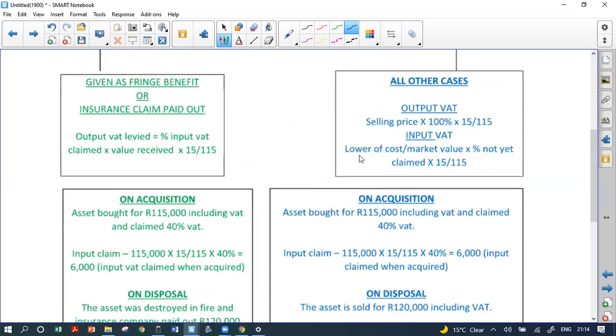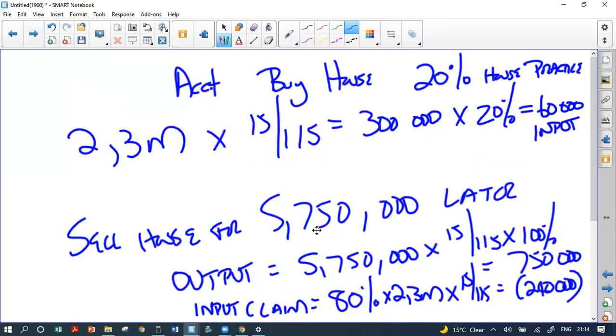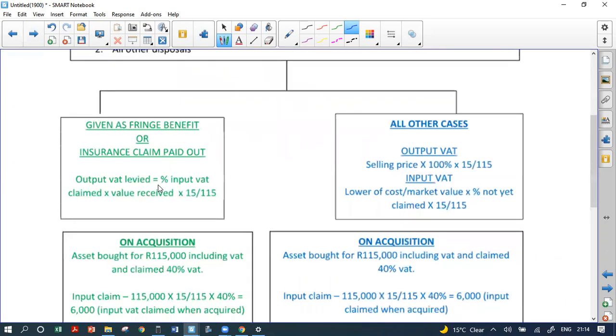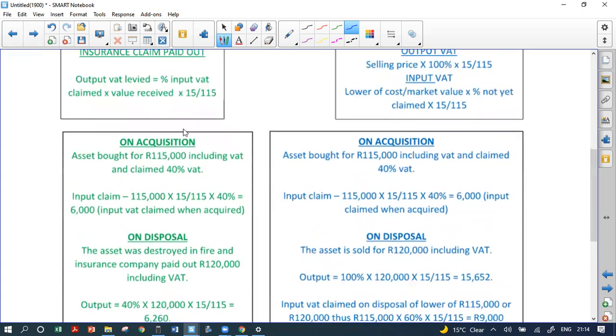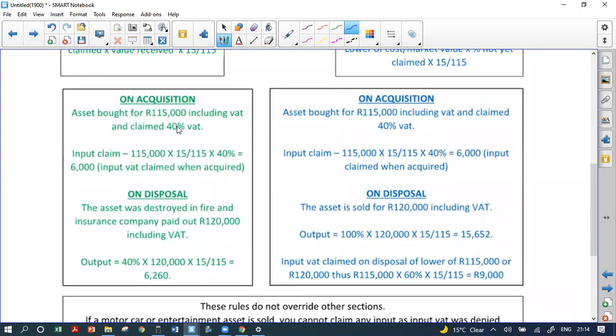There is an exception to the rule if something is given as a fringe benefit or there's an insurance claim payout. So with insurance claims, it's involuntary. Someone stole it. You shouldn't be penalized. You shouldn't have to pay VAT on the 5.75 million when someone stole it from you, when you only bought it for 2.3. It's involuntary. So what the rule is as follows. If it is not a fringe benefit or an insurance claim, we just use the percentages. So if it's an insurance claim, it says asset bought for 115, including VAT, and you claim 40.